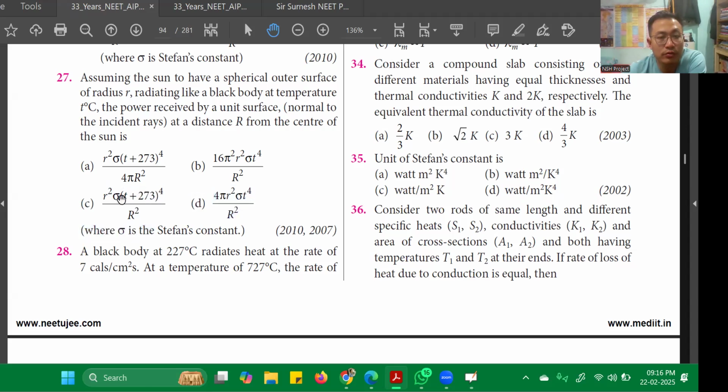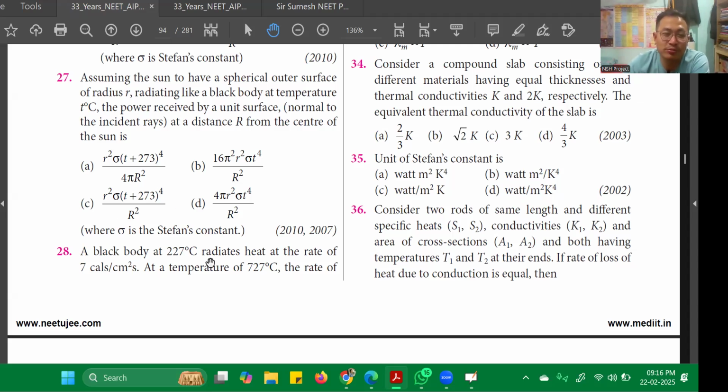Small r square, sigma small r square. So option number C, option C, 4 pi. Option number C is the answer. Select it.